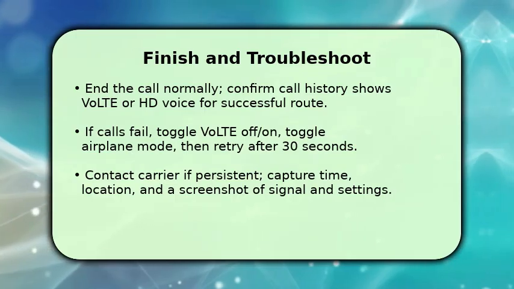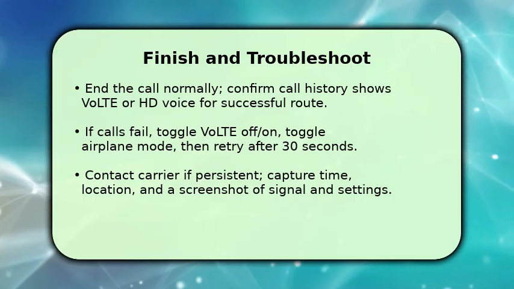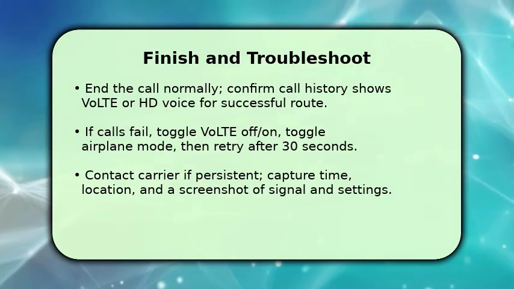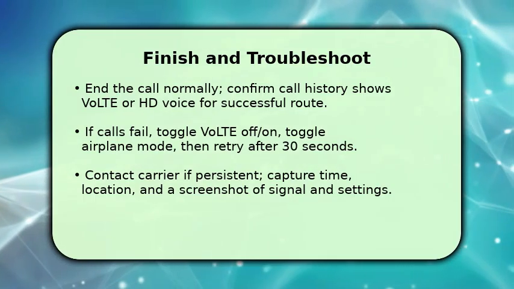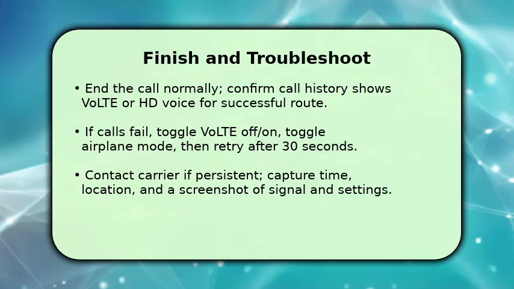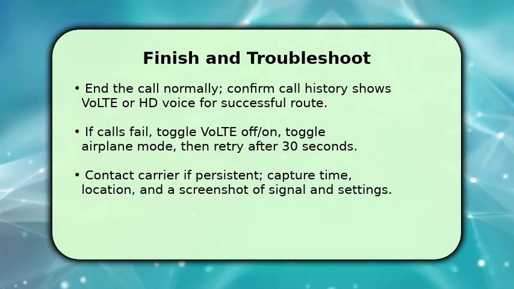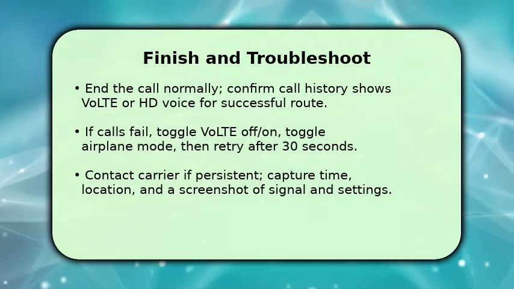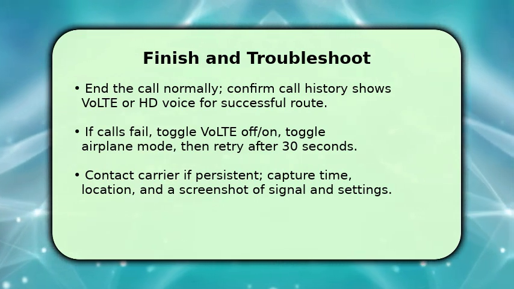If a call fails or drops repeatedly, toggle VoLTE off and on, or switch airplane mode briefly to force a network refresh. Wait about 30 seconds before reconnecting. Make sure your account plan supports VoLTE. If problems persist, contact your carrier and provide time, location, and a screenshot of your signal and VoLTE settings so they can diagnose the network path.